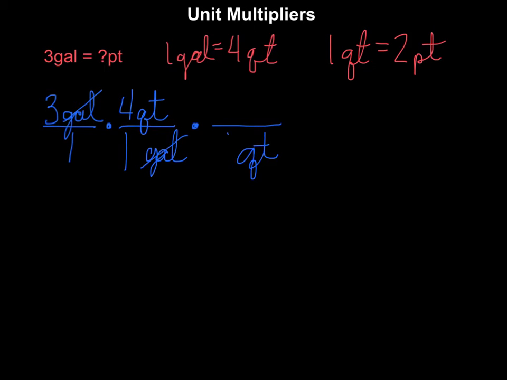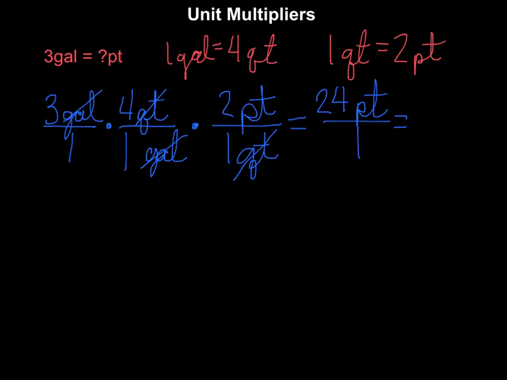So 1 quart goes on bottom, and 2 pints goes up top. Now we have quarts on top and quarts on bottom, and so they cancel each other out. Now I have pints left over, which is what I want, so we're ready to multiply. So up top I have 3 times 4 is 12, times 2 is 24. And then look at the units, nothing, nothing, pints, so 24 pints up top. And then on bottom, I have 1 with no units, so that'll just be a 1.